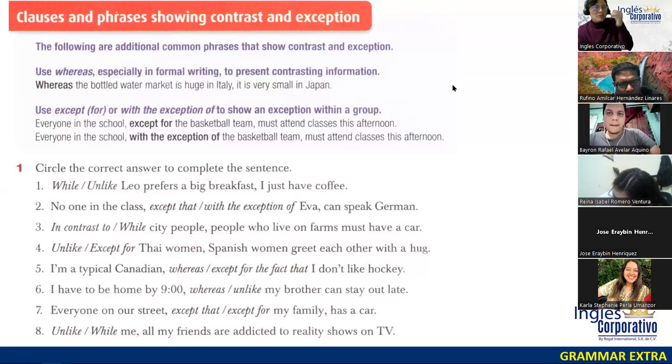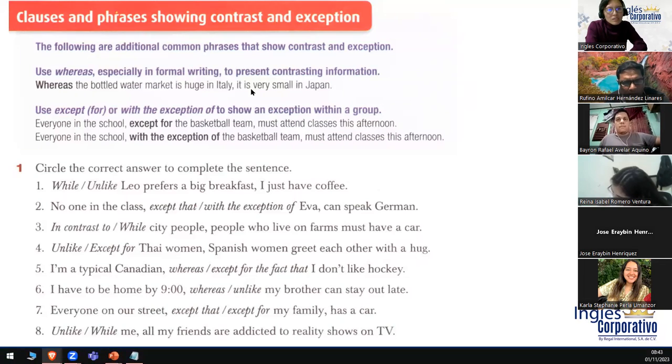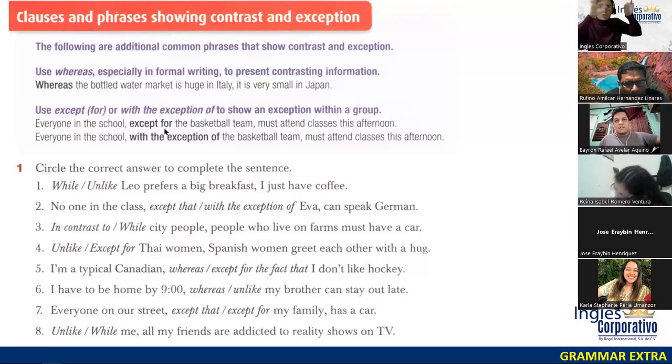Que fue algo que mencionamos anteriormente, ¿se fijaron? Except for, ¿verdad? We are talking about the exception of a group. Uy, perdón, ese es el timer que puse. Ok. Ya pasaron los 4 minutos, pero ya vamos, permítame. Entonces, here, right, it says everyone in the school, y aquí estamos hablando de grupos, chicos. We're talking about groups, okay? Everyone in the school except for the basketball team must attend classes this afternoon.